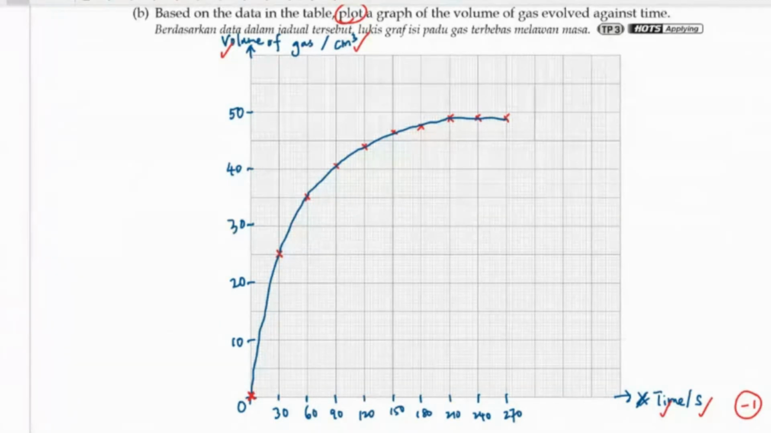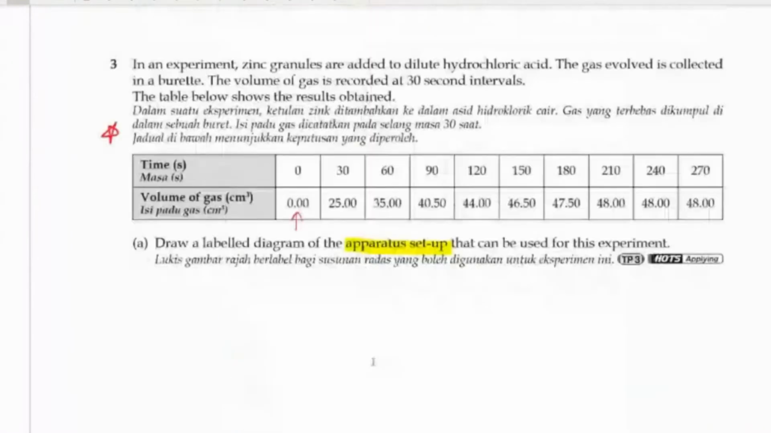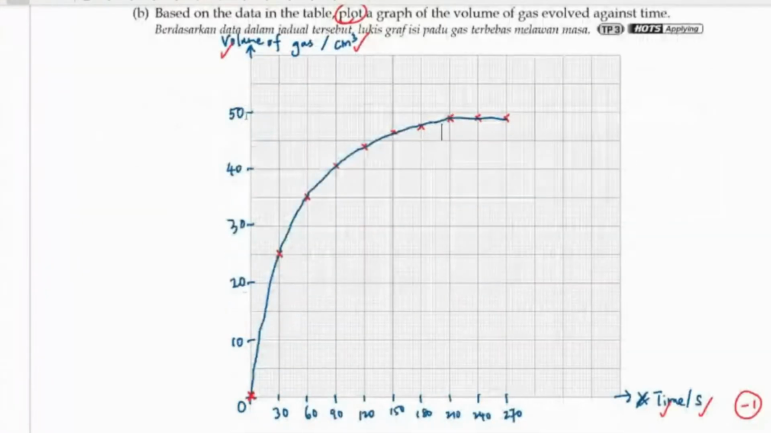Simeon, you asked whether the scale must follow the table. Yes, normally we will follow this one. Let's say here, we roughly adjust, see what is the maximum volume. Like the volume of gas here, the maximum is 48, right? So we roughly calculate 50, it should be enough. So you adjust the scale.